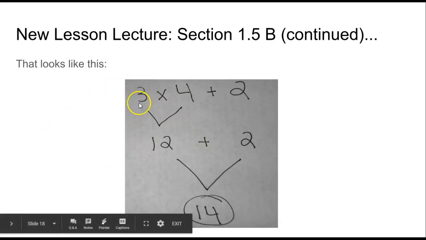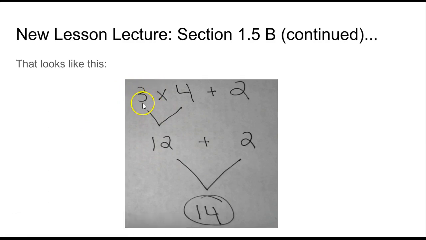So we have here the divisor multiplied by the quotient plus the remainder. Okay, so here we have 3 times 4 plus 2. The divisor is 3, that's the number that we were separating it by. 4 is the quotient that we got, and then we had a remainder, right?